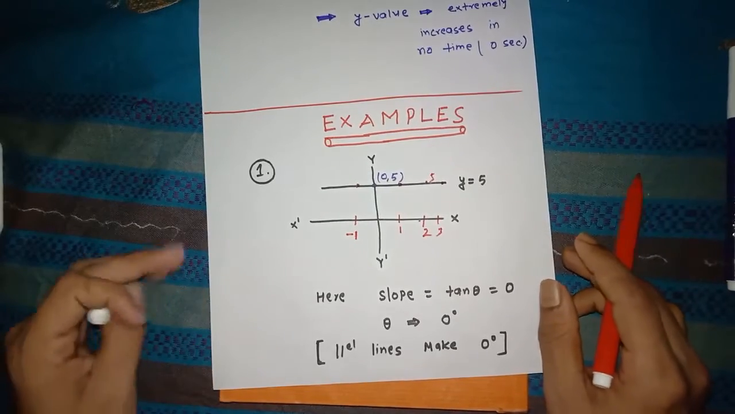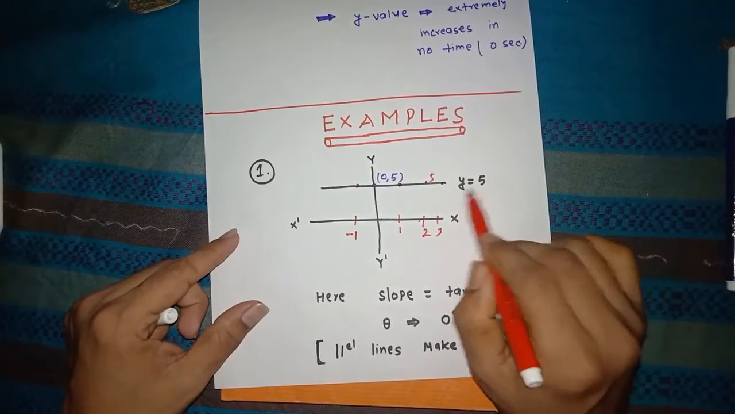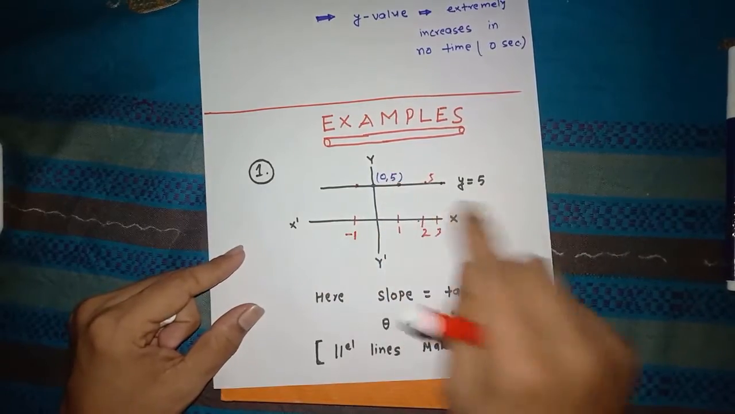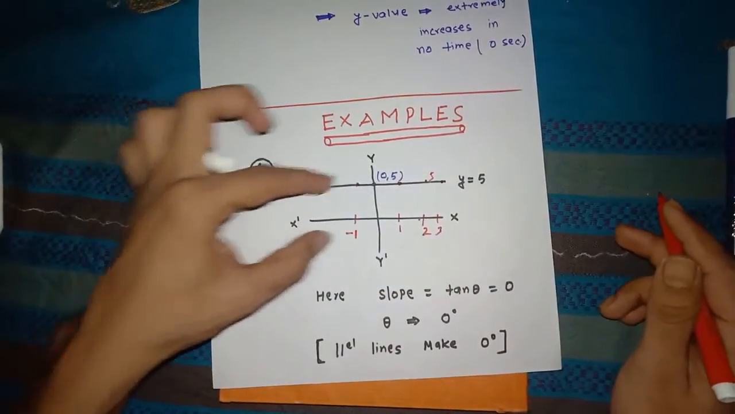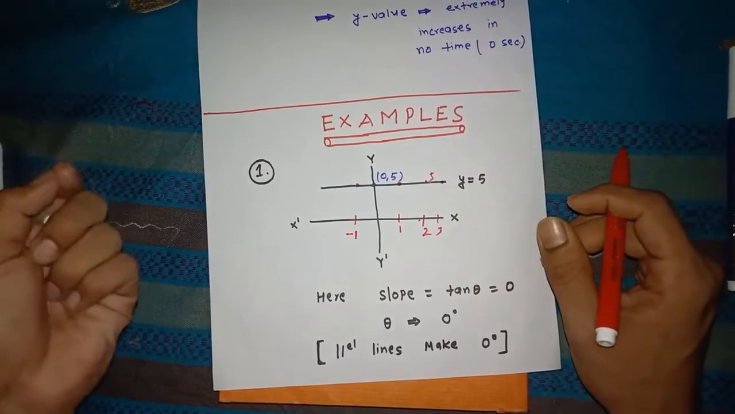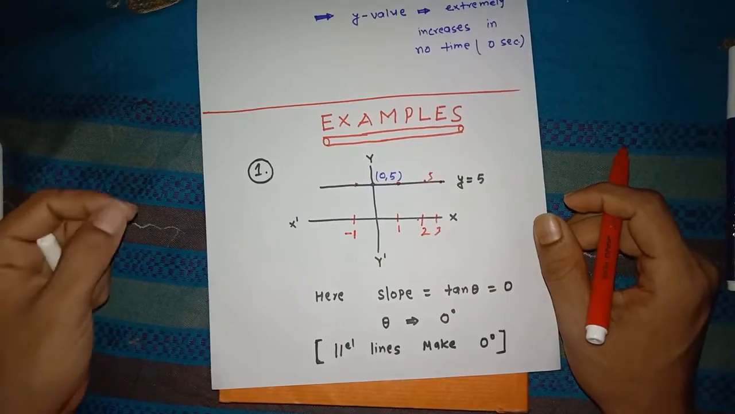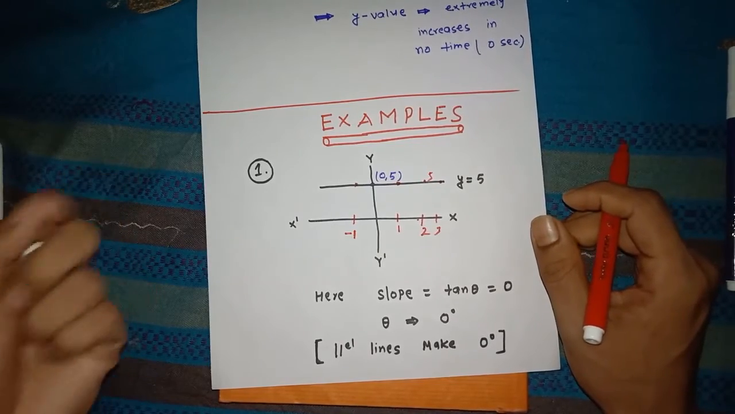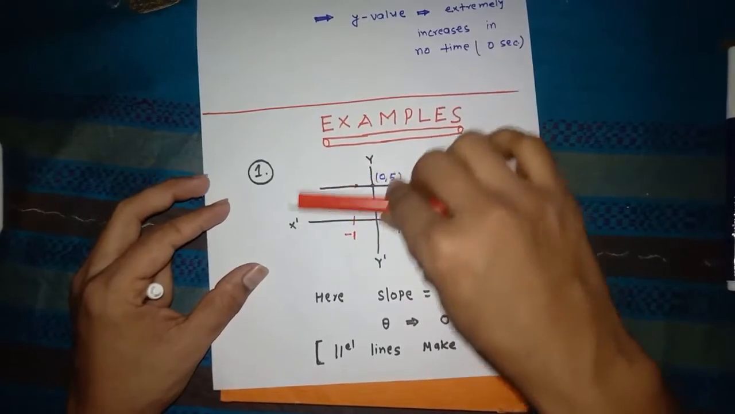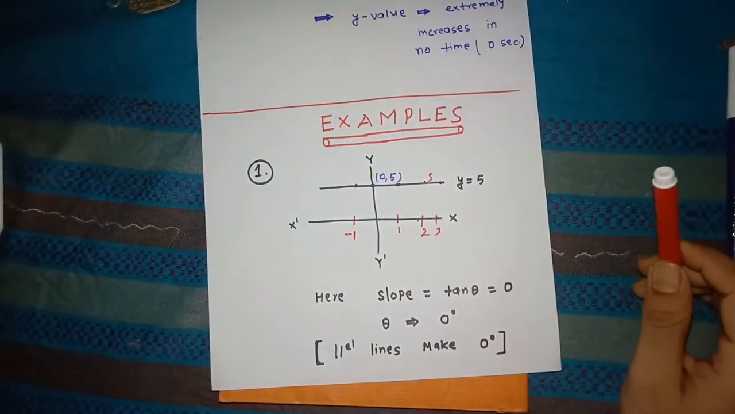If there is only y equal to 5, with no mention of x, it means the graph must be parallel to the x-axis. The angle between parallel lines, as you know, is 0 degrees. That means tan 0 is 0, so the slope is 0. It has no slope in this case, because it is parallel to the ground, or parallel to the x-axis. Have you got my point?